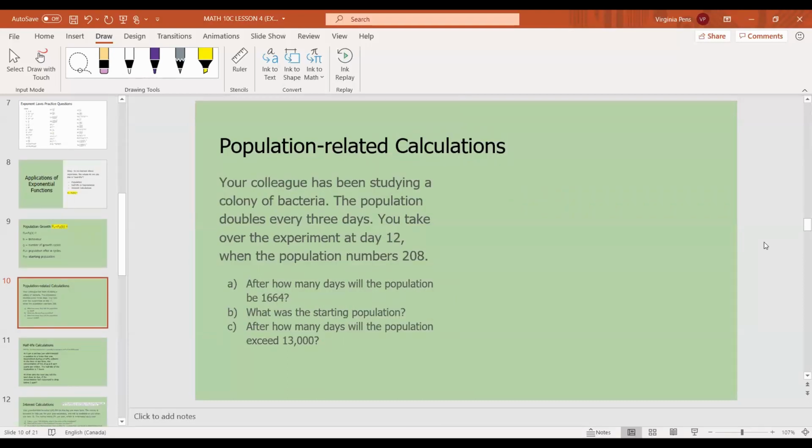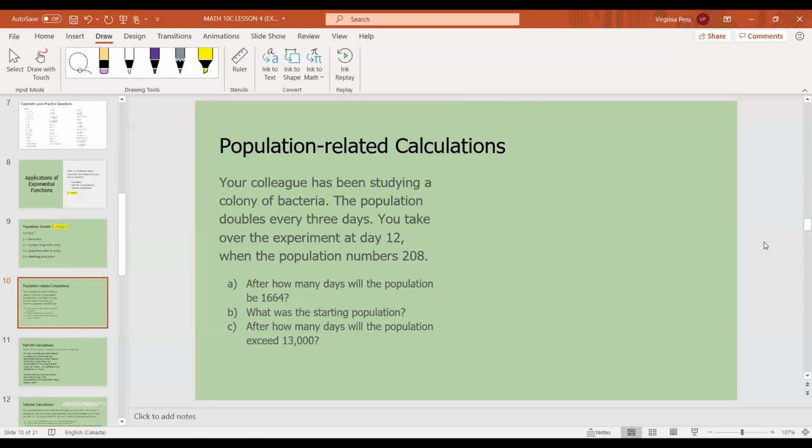So your colleague has been studying a colony of bacteria. You're going to be seeing a lot of bacteria in population growth calculations because bacteria grow really quickly, so it makes it easier to make word problems out of bacteria. Population doubles every 3 days. You take over the experiment at day 12, and the population number is 208. So how many days will the population be 1,664?